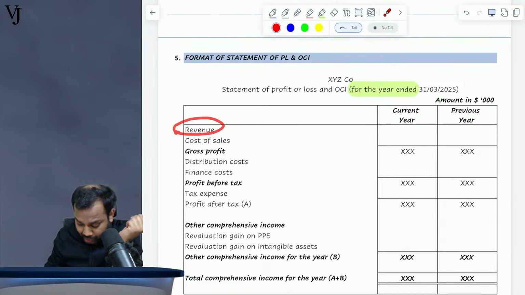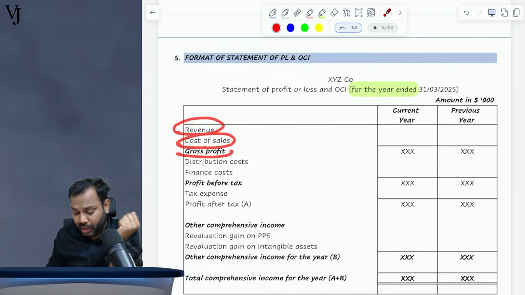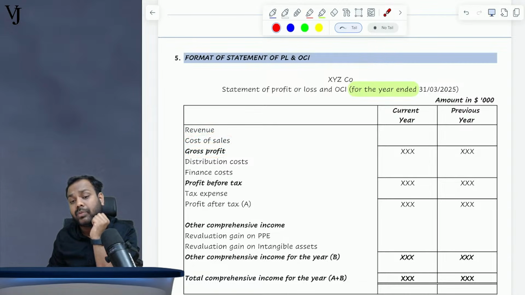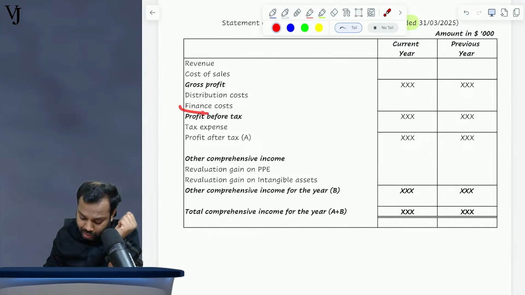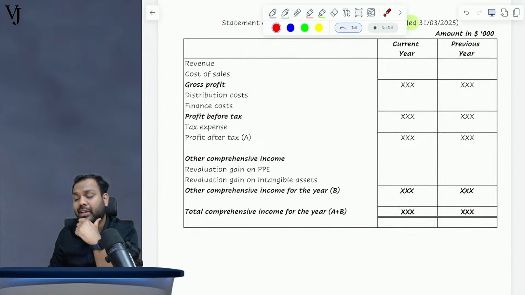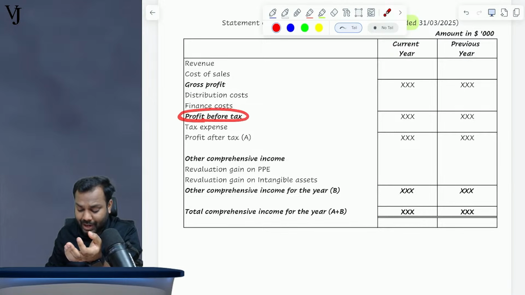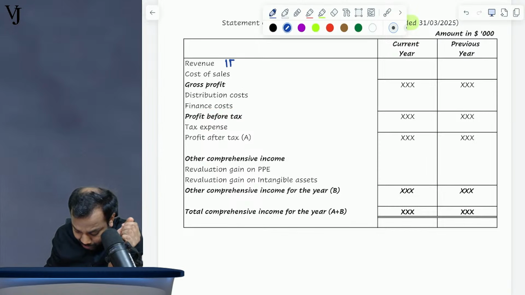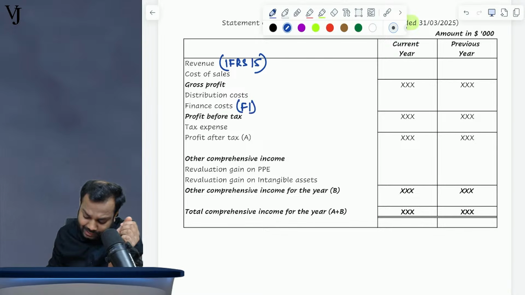It starts from revenue, cost of sales, and then comes gross profit. Then we reduce some operating expense by the name of distribution cost, admin cost, which gives me profit before tax. We have to adjust tax expense. For revenue, we have a standard called IFRS 15. For finance cost, financial instruments, and for tax expense, IAS 12.